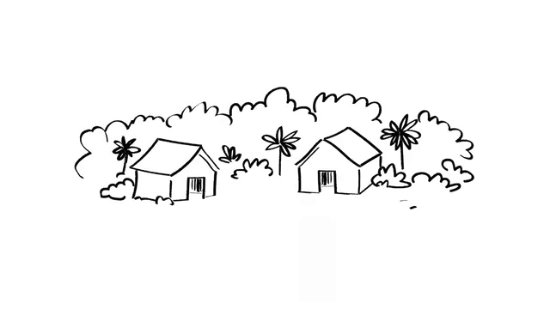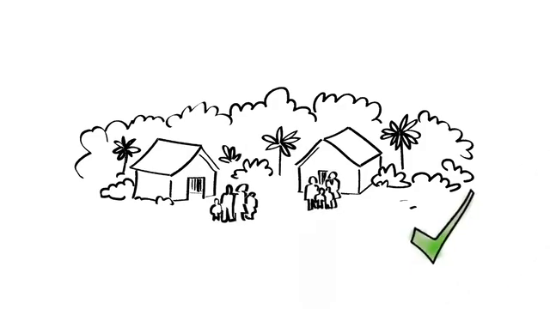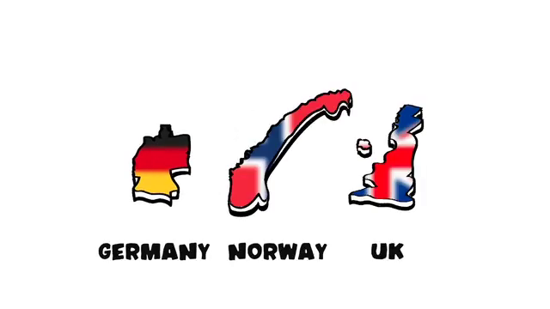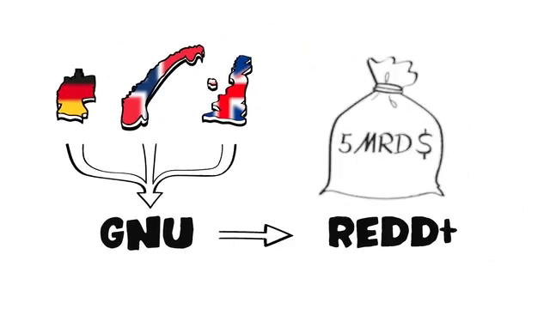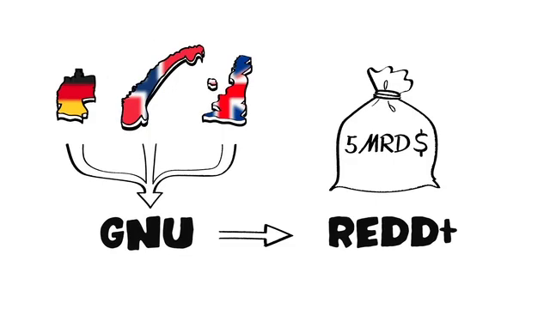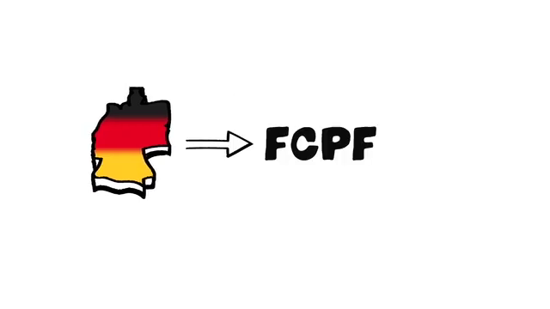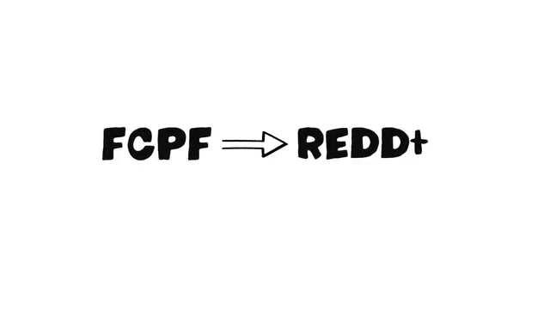When it comes to making these payouts, it is essential that the money also benefits local and indigenous communities, as this is the only way to attract interest in forest conservation at a local level too. Germany, Norway and the UK are involved in the GNU initiative, which is committed to providing $5 billion in support of REDD Plus between 2015 and 2020. Germany is also currently the largest donor to the World Bank's Forest Carbon Partnership Facility, FCPF, the world's most important funding instrument for implementing REDD Plus.